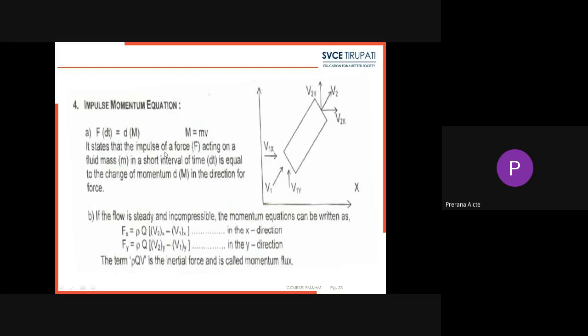It states that the impulse of a force acting on a fluid mass in a short interval of time is equal to the change of momentum in the direction of the force. If the flow is steady and incompressible, then the momentum equation can be written as, in the x direction, Fx equals rho Q into (v2x minus v1x), and in the y direction, Fy equals rho Q into (v2y minus v1y). The term rho Q v is the internal force and it is called the momentum flux.